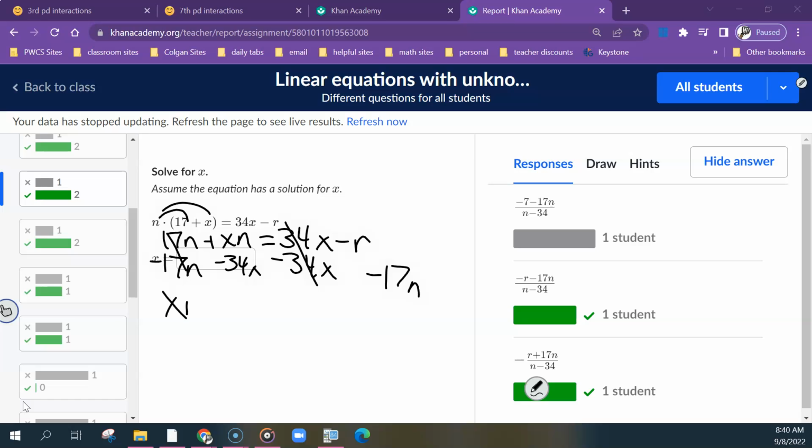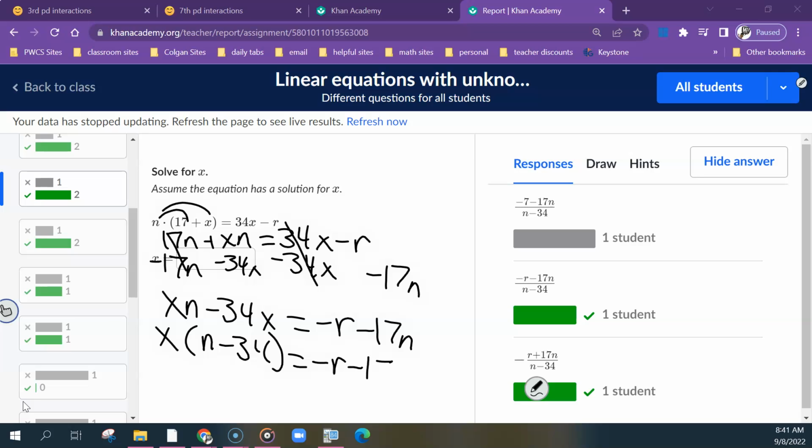So I have xn minus 34x on one side, both of my x's on the same side, and then my negative r and negative 17n on the other side. Then it would look similar to what we just did. I'm trying to get the x's by itself. There are x's in both of these, so I can take that out. And then exactly what we did before, divide both sides by that inside. So these are a little bit more complex than things we were doing in class because of this process.